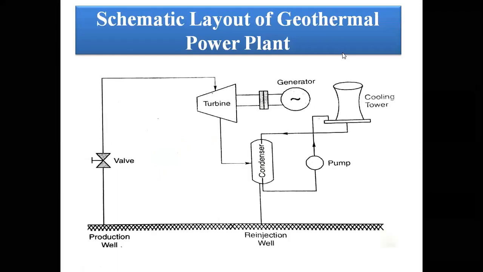Now this is the schematic layout of the geothermal power plant. Here we are looking at a dry steam geothermal power plant. It works by piping hot steam from the underground geothermal reservoir directly into the turbine, which generates the power to provide electricity. After powering the turbine, the steam condenses into water and is piped back into the earth via the injection well.